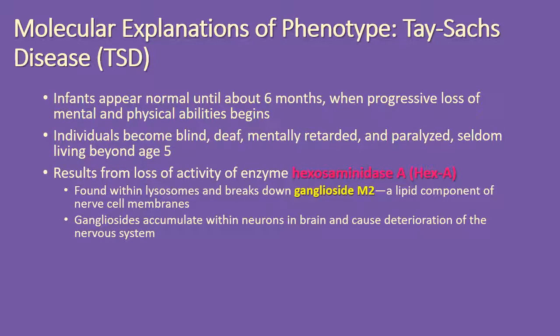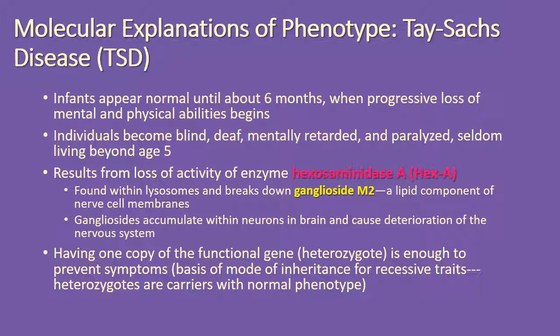And this results from a loss of activity of the enzyme called hexosaminidase A, or HEX-A. This is an enzyme that breaks down a molecule called ganglioside GM2, which is a lipid component of nerve cell membranes. And so these gangliosides, because they're not being broken down by this enzyme, they'll accumulate within the neurons, and eventually they'll kill the neurons. So it causes deterioration of the brain and the nervous system. And it's basically just their brain and their nervous system breaking down over time. And so that's why they don't live very long at all.